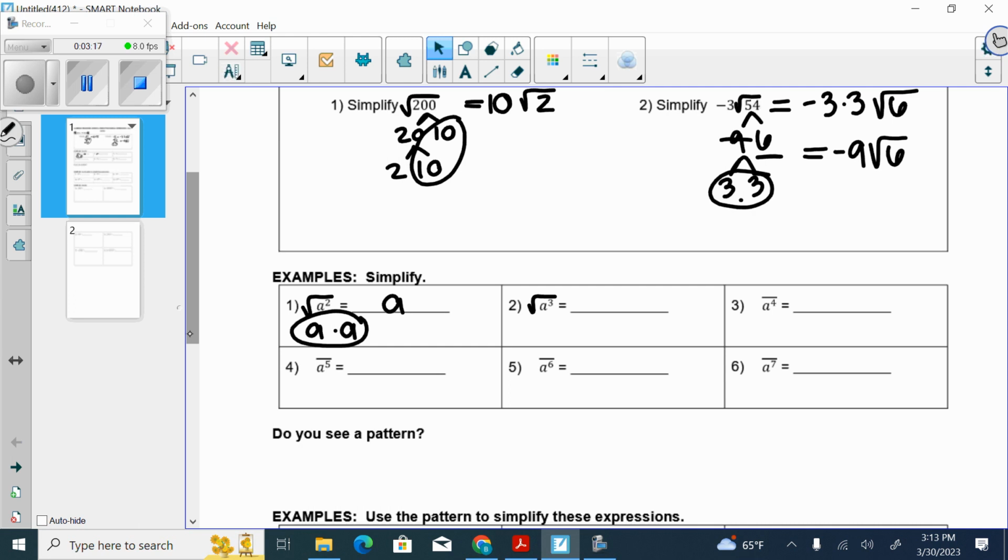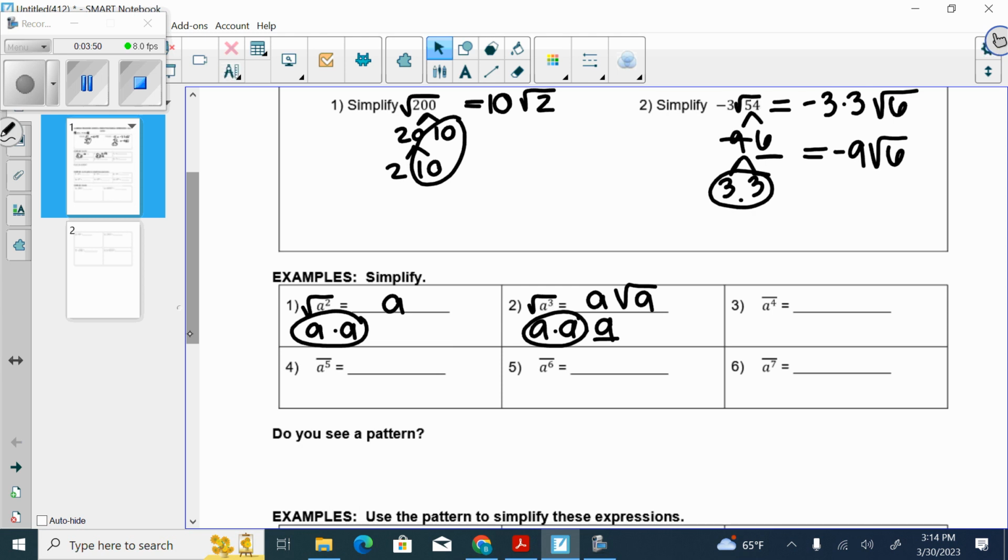A cubed means a times itself how many times? 3 times, right? A to the third means a times a times a. So I got 3 a's. Do we have a pair? So I've got 1 pair. So what do I get to do when I find a pair? Bring it out. Did I have any leftovers? Yes. How many do we have left over? 1. So where does that have to go? Inside.